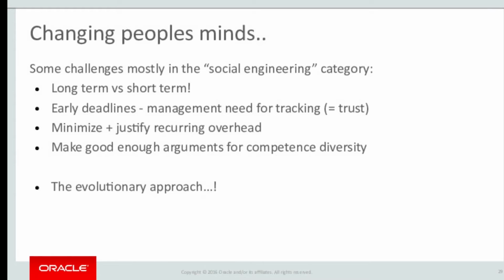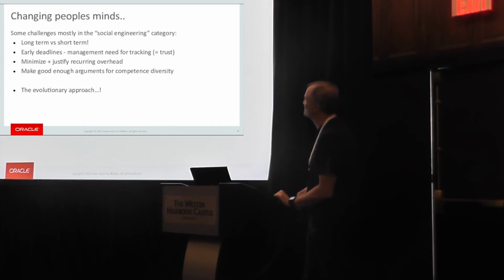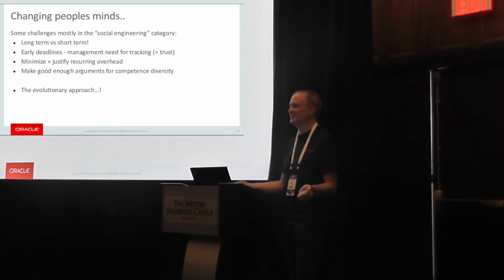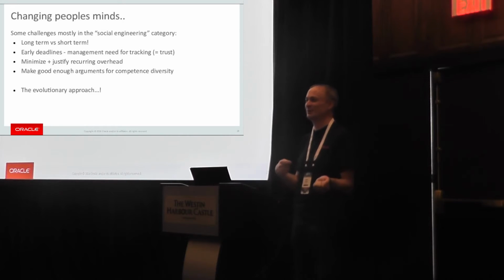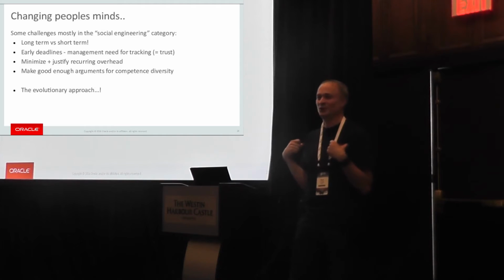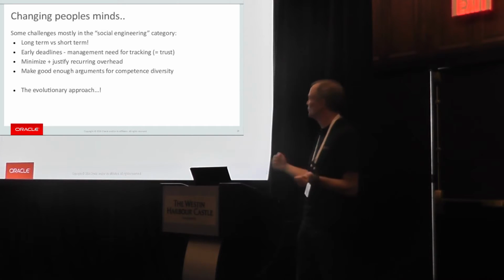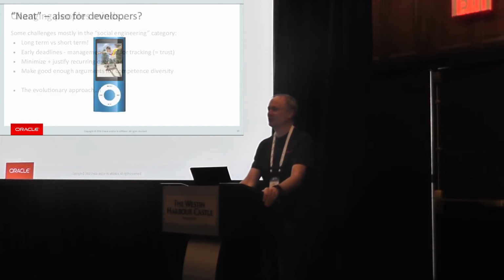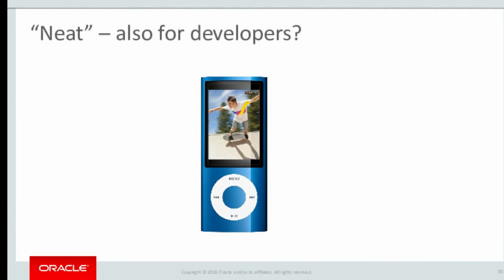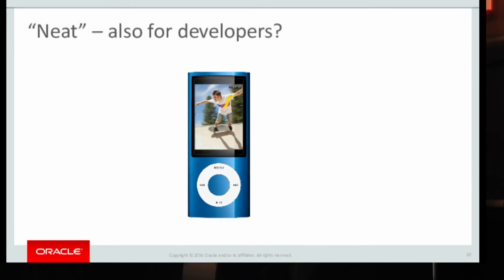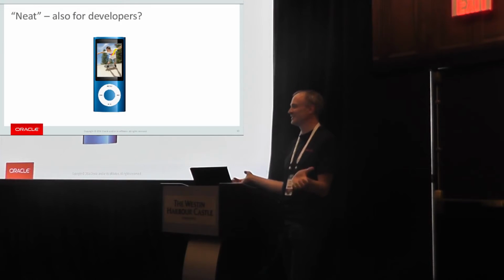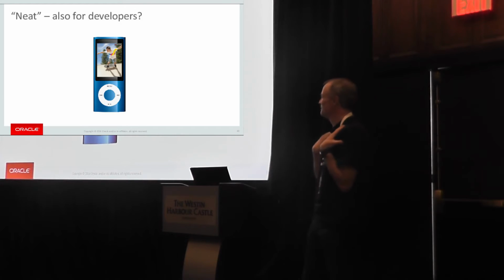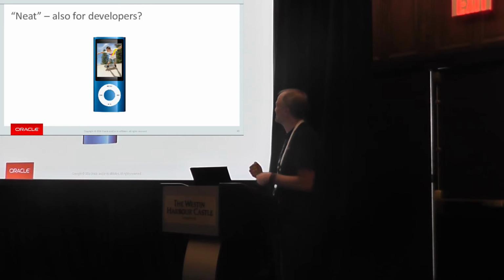So a lot of this has been also about changing people's minds. So lots of social engineering, trying to sneak things out, trying to convince people that it's in their own good to work test-driven, that we spend time on tooling. Obviously, it's an evolutionary approach. One thing I'm fond of is to think that developers also need things to be neat. So the test environment should look good. You should get a good feeling if the tests pass, and a bad feeling if they fail, so that you are inclined to fix them.